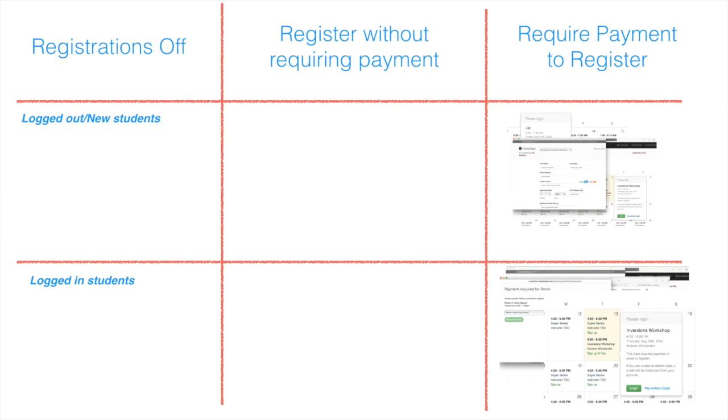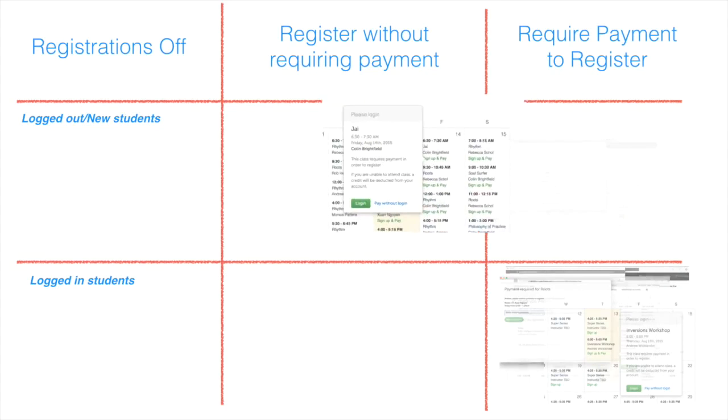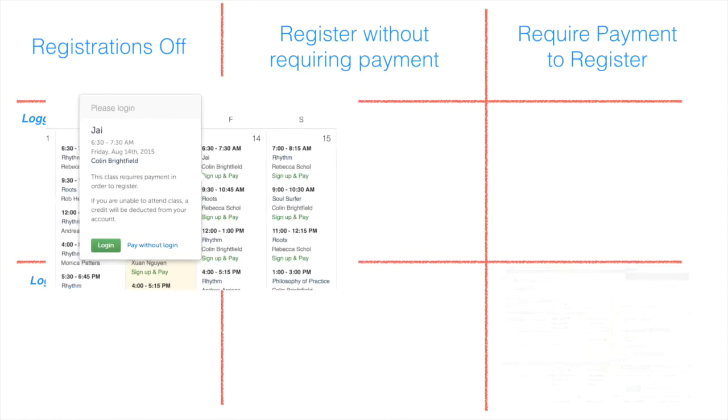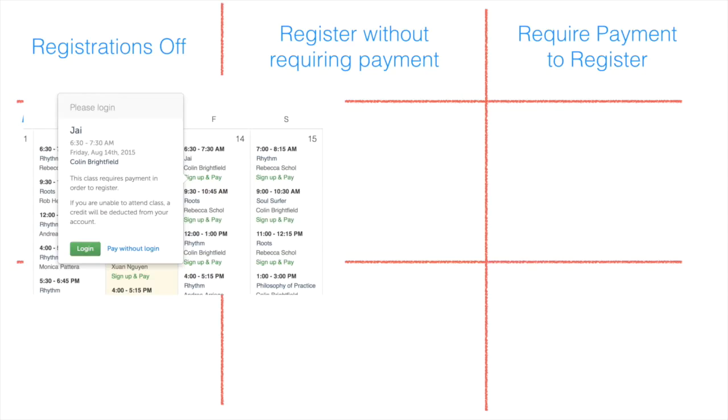The other option you have at your studio is to require payment in order for someone to register. For the experience of logged out students and new students, when you require payment in order to register, when they click the sign up and pay link, they will either have the option of logging in or paying without logging in. For students who have never been there before, they will of course proceed to pay without logging in.